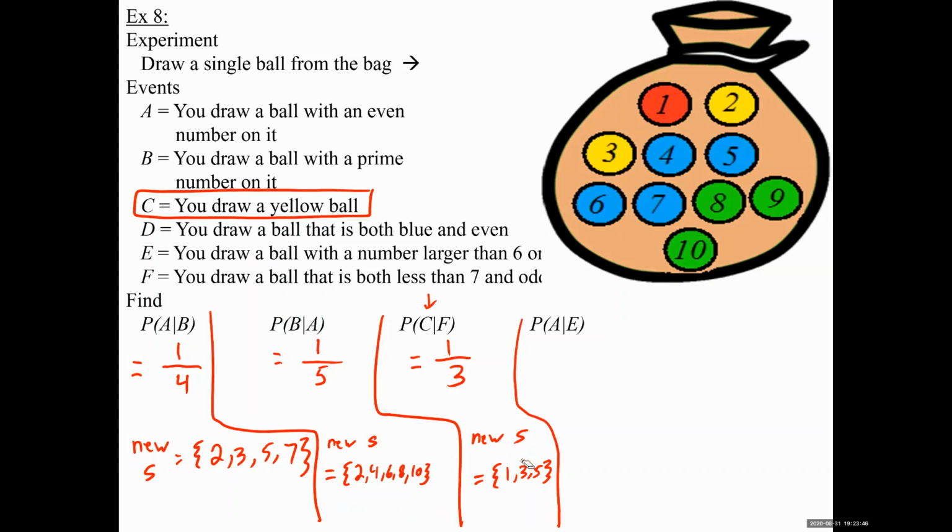Okay, let's try this one. Again, I draw one ball out of the bag, I show it to you, but I don't look at it, and you tell me E happened. You told me I drew a ball with a number larger than 6 on it. Sorry, this got cut off a little bit. So the number is larger than 6, is what you told me. Here is what's possible after you told me that. What's possible? Tell me.